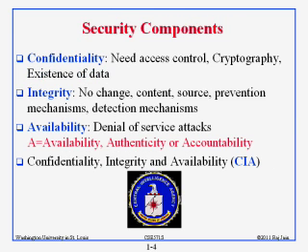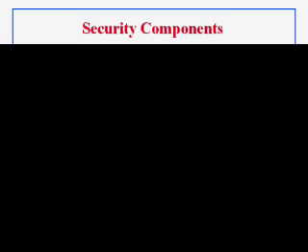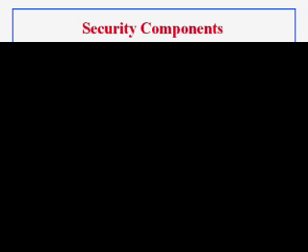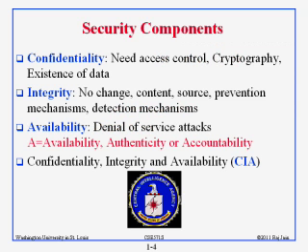Alright, so what is security? If you want to remember what is security, the main thing you have to remember is CIA. Anytime you remember security, you want to remember CIA, right? And CIA stands for confidentiality, integrity, and availability. Those are the three main things.